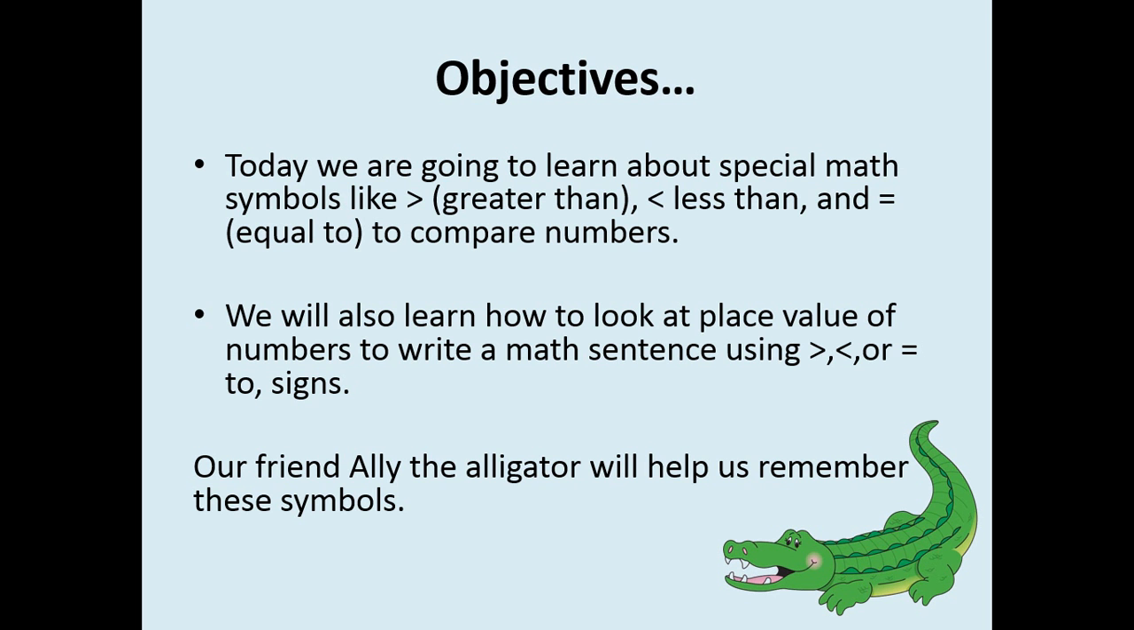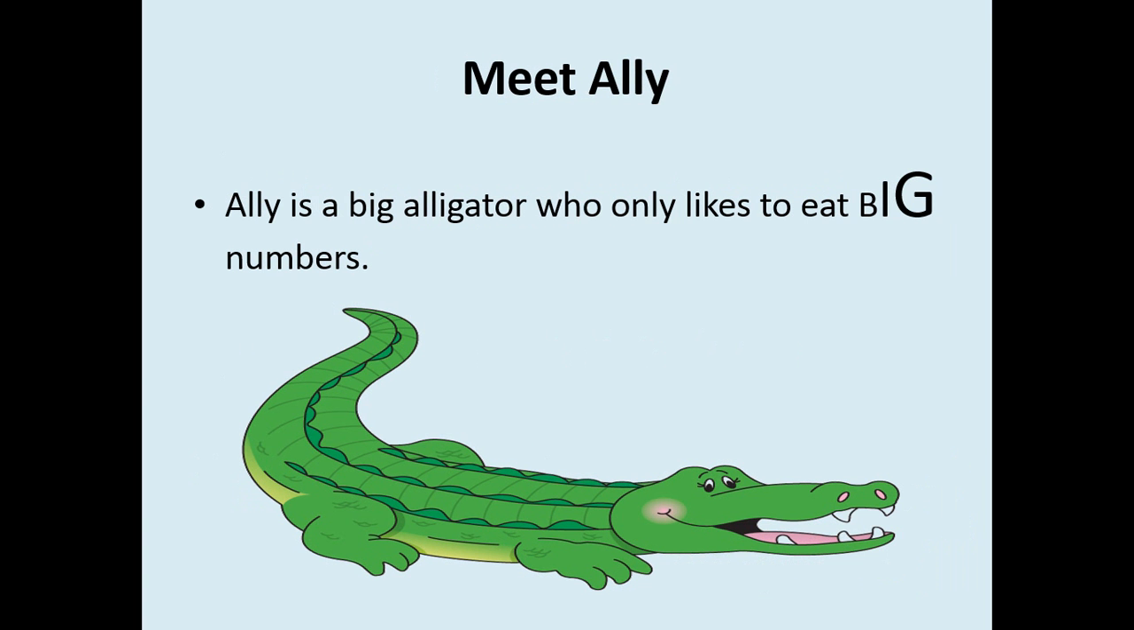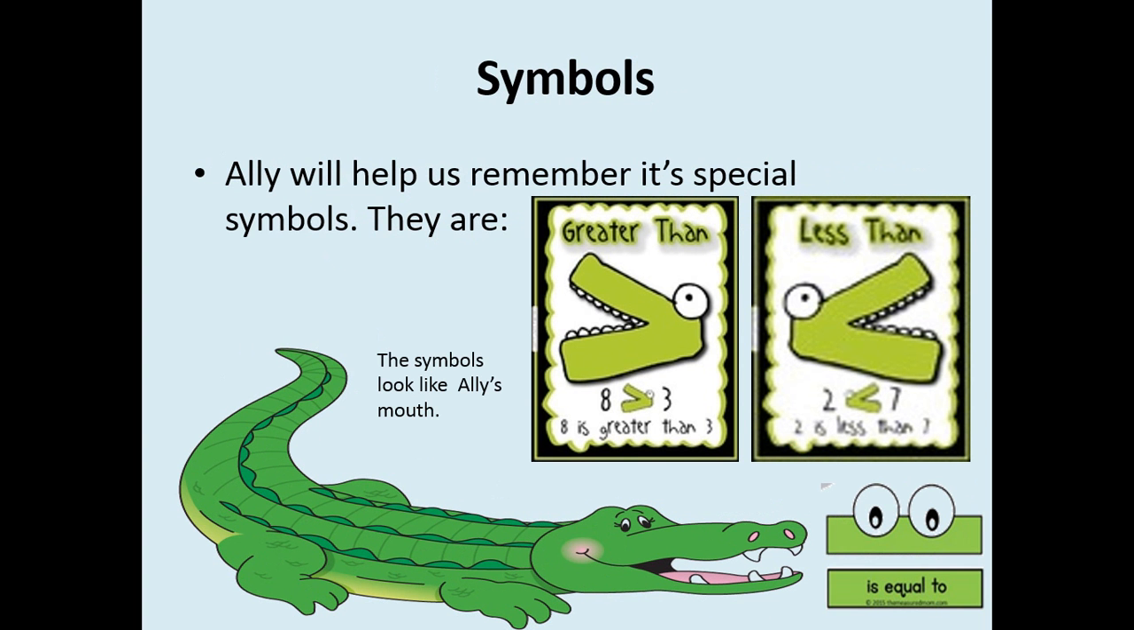Our friend Allie the alligator will help us remember these symbols. Meet Allie. Allie is a big alligator who only likes to eat big numbers. Allie will help us remember its special symbols. They are greater than, less than, equal to. The symbols look like Allie's mouth. Take a look.